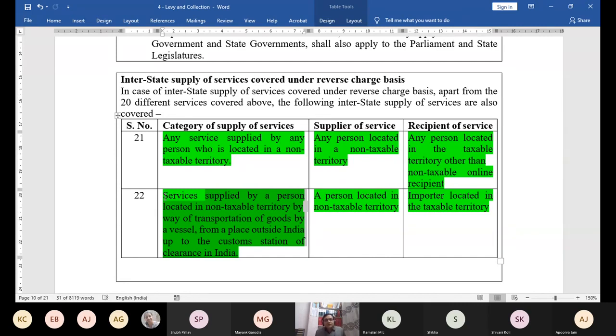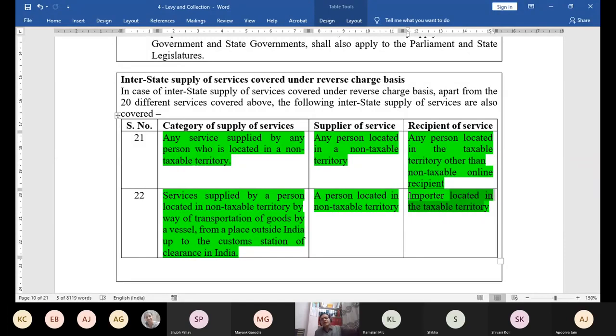So goods are imported by way of shipping. That is a service. Mr. Philip is not selling me the ship. Mr. Philip is giving me a facility where I can import my goods from another country to India, and he will collect shipping charges from me. This Mr. Philip is in France, but who is the recipient? The importer located in the taxable territory. So in that case, the government says that it is the importer's obligation to pay the GST and not Mr. Philip's obligation. Please raise your hand if these 2 points are clear, and why these can never be intrastate, because it is not happening within India.